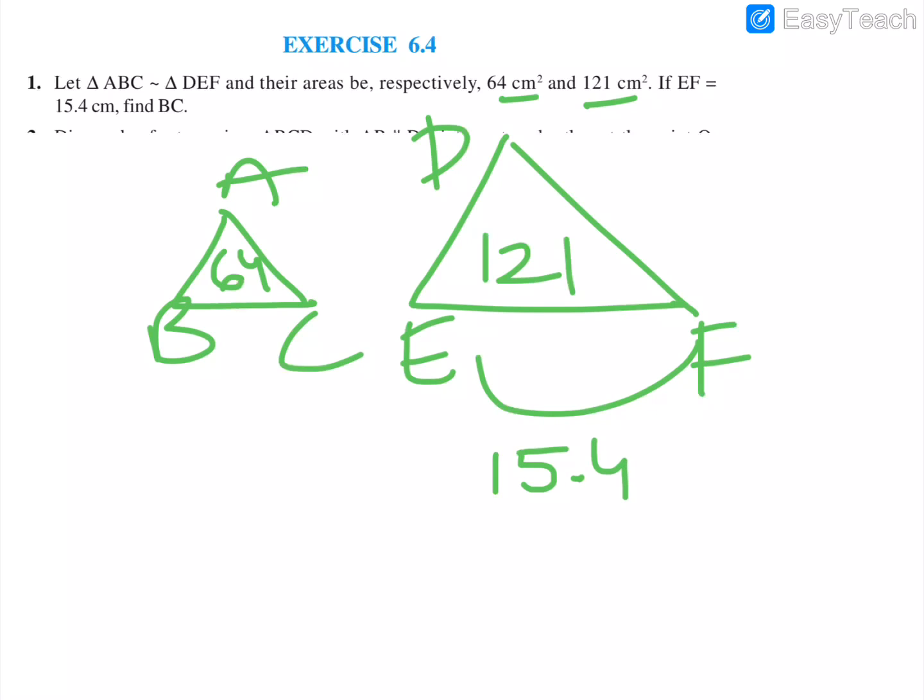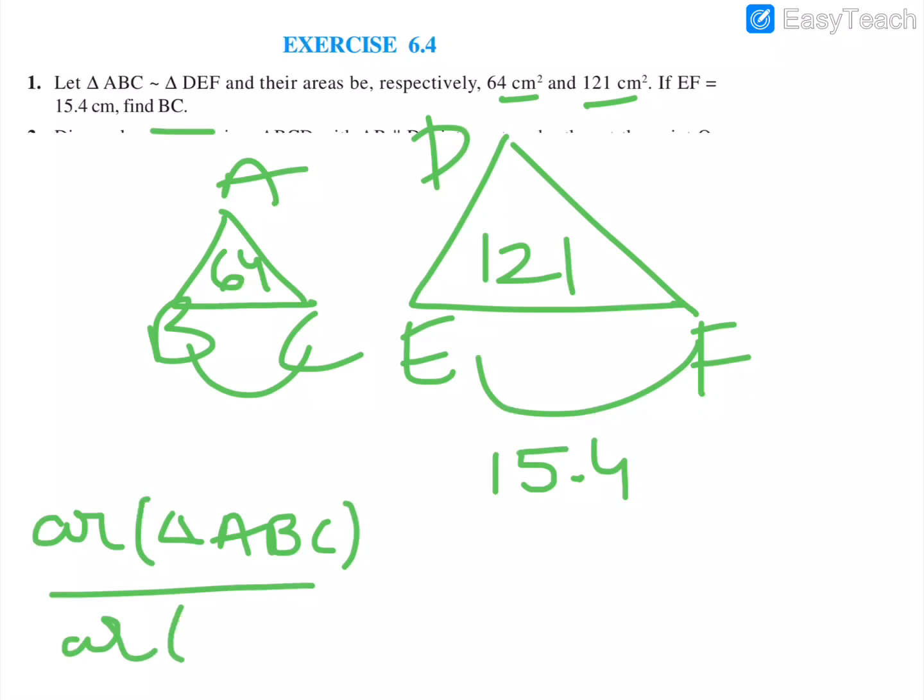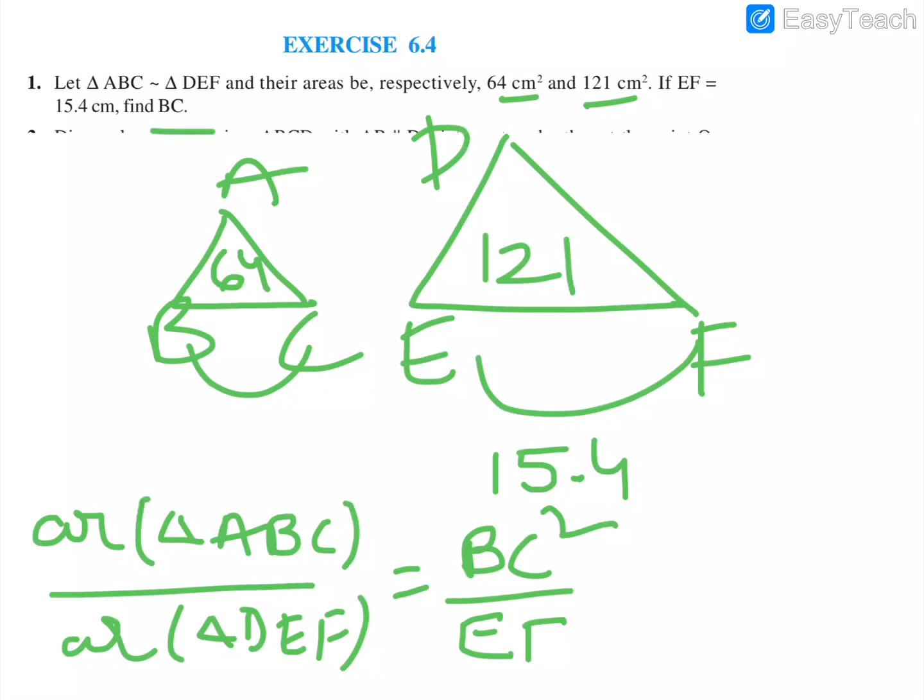15.4, and they're asking for finding BC. As I said, what we have learned just now, area of triangle ABC by area of triangle DEF is equal to corresponding sides squared. You can take any of the three, but here we are concerned about this BC and EF. So BC square by EF square. So we have this. So we'll have to simply substitute to get the answer.